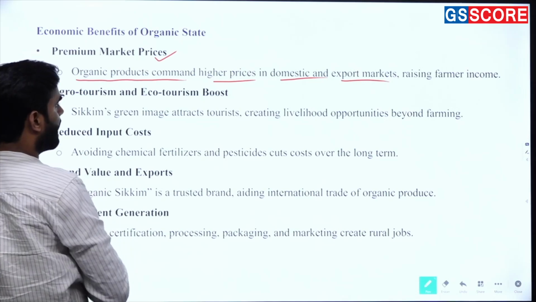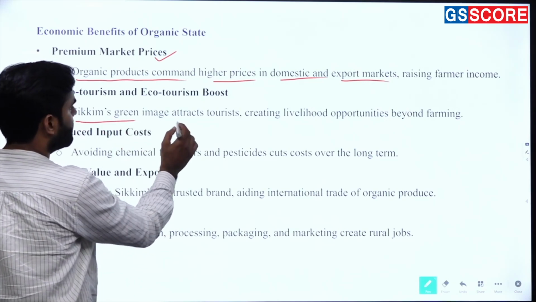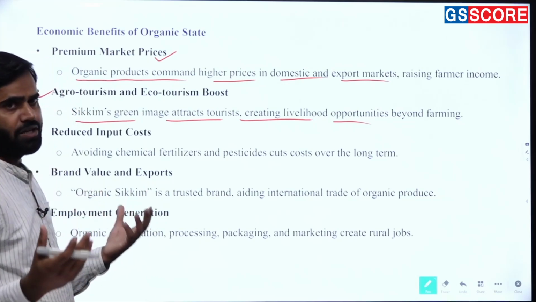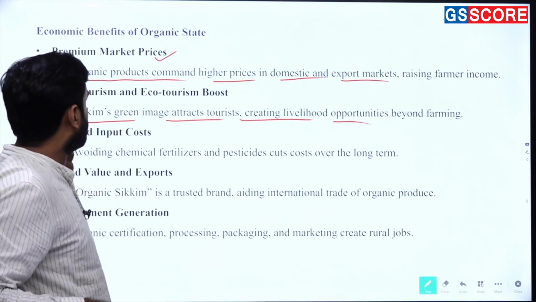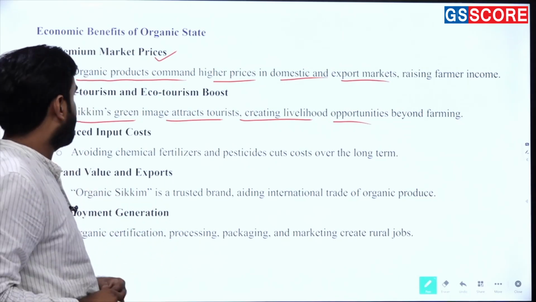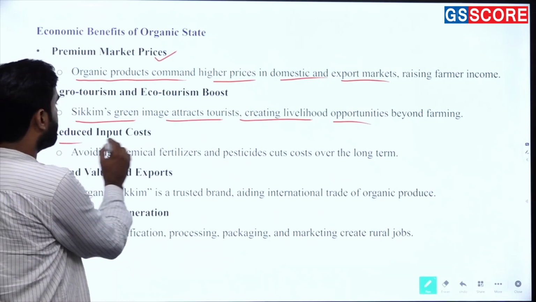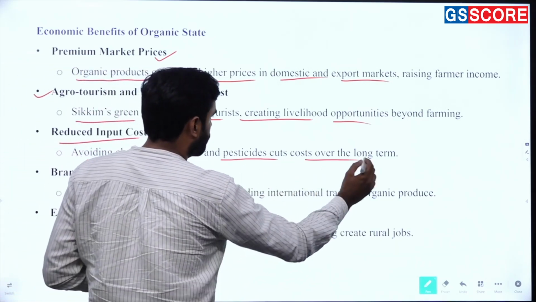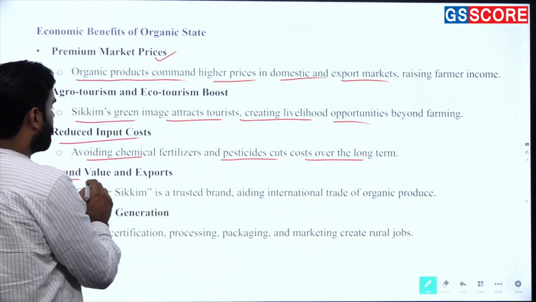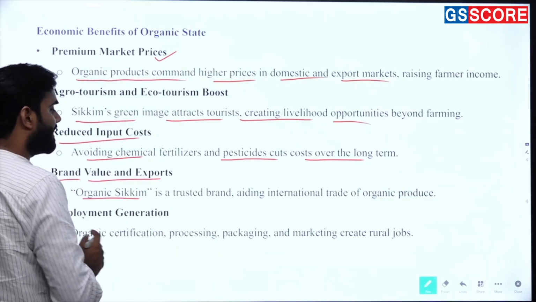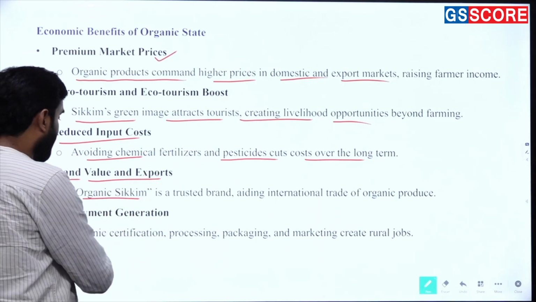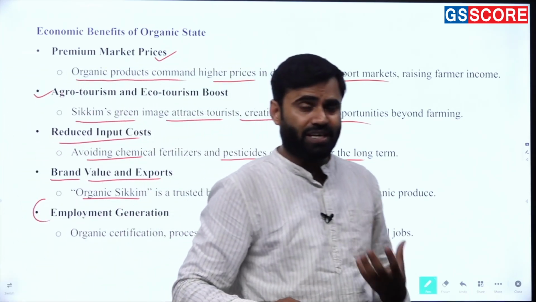Next, agro-tourism and eco-tourism boost. Sikkim's green image attracts tourists, creating livelihood opportunities beyond farming. So it helps tourism and eco-tourism. Getting my points? Next, reduced input cost. Avoiding chemical fertilizers and pesticides cuts cost over the long term. Next, export. Organic Sikkim is a trusted brand, aiding international trade of organic produce. The last one you will notice is employment generation.